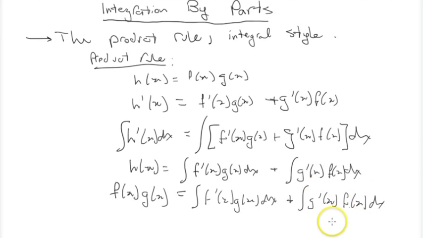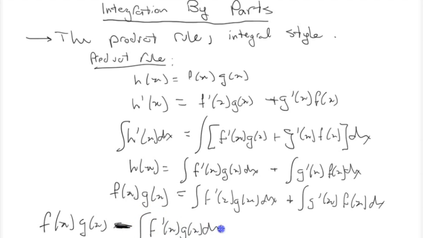So, we can subtract one integral over to the other side. And it doesn't really matter which, because these are kind of arbitrarily defined. But so that'll give us f of x times g of x, minus the integral of f prime of x g of x dx, is equal to the integral of g prime of x times f of x dx. And this is the product rule.